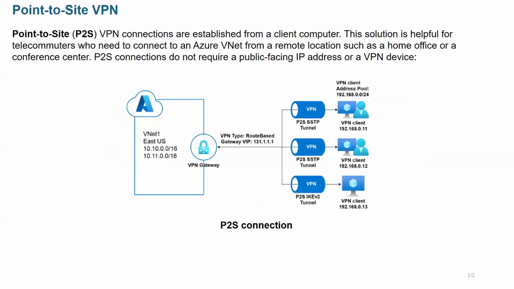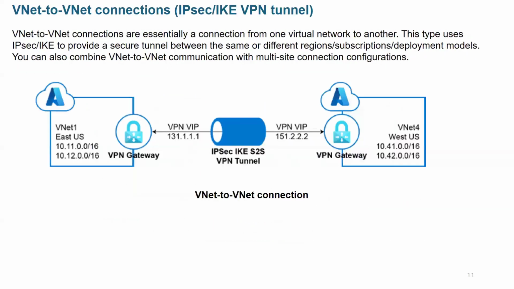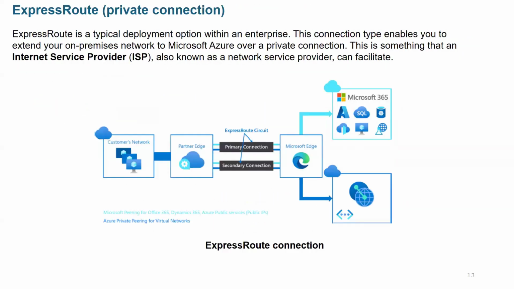I told you, it's private, right? So ExpressRoute is a private connection, which means from our data center to the Azure environment, they create an ExpressRoute. ExpressRoute is typically a deployment option within the enterprise. The connection type enables extending the on-premise network to Microsoft Azure over a private connection. So VPNs, we cannot configure VPNs, it's too difficult, so they involve the ISP to configure ExpressRoute.